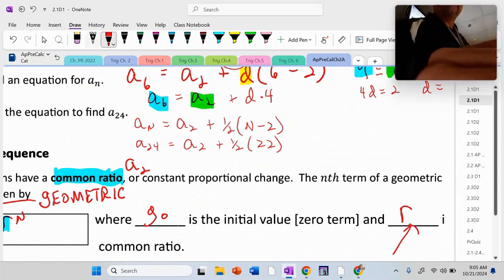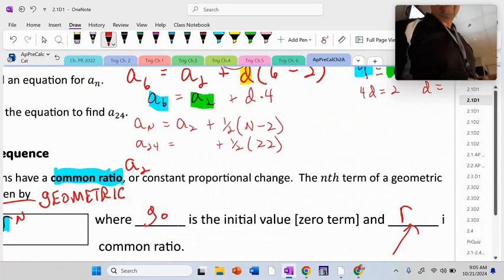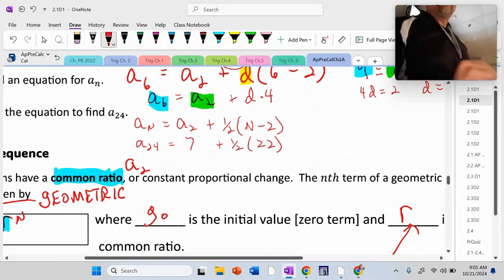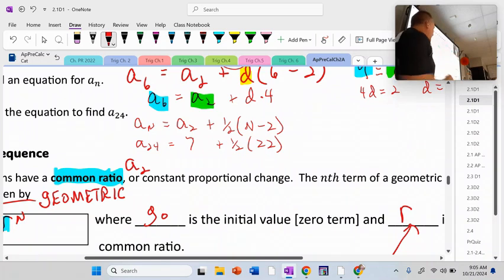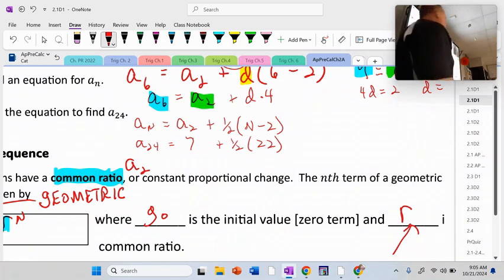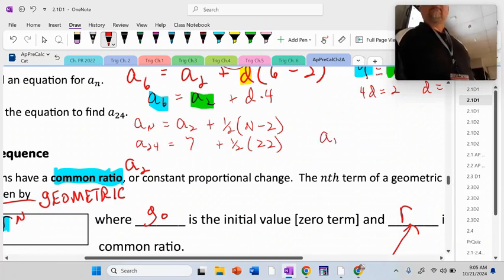And I keep screwing up. What is a sub 2? I've got to plug that in. What is that number? 7. So I accidentally wrote a sub 2 again. I want to write its value, 7 there. Oh, well then I can actually answer this question. Oh, that's easy. Half of 22 is 11. 11 plus 7 is 18. So a sub 24 is 18.